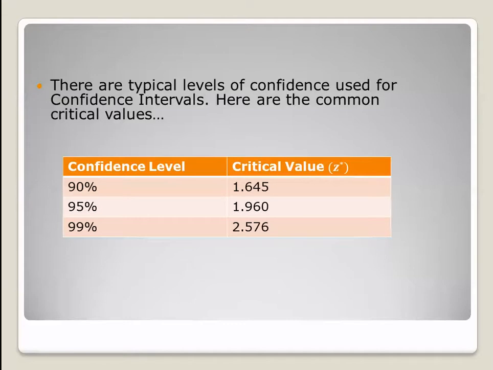So here's what they are. And these are the places on the normal table. So 90% is going to put 5% in each tail, and this will correspond to 0.05 on the normal table and on down.